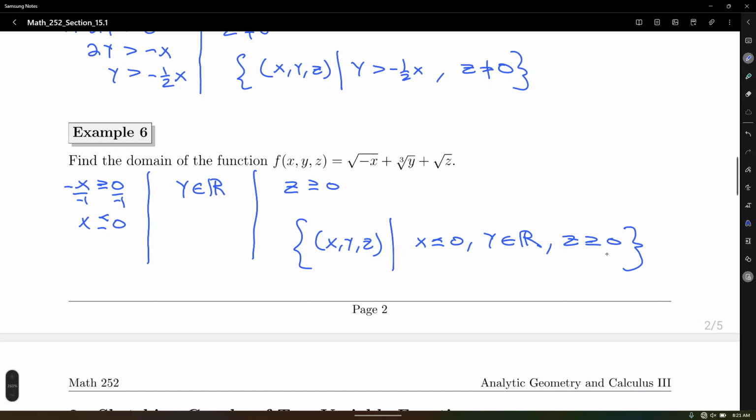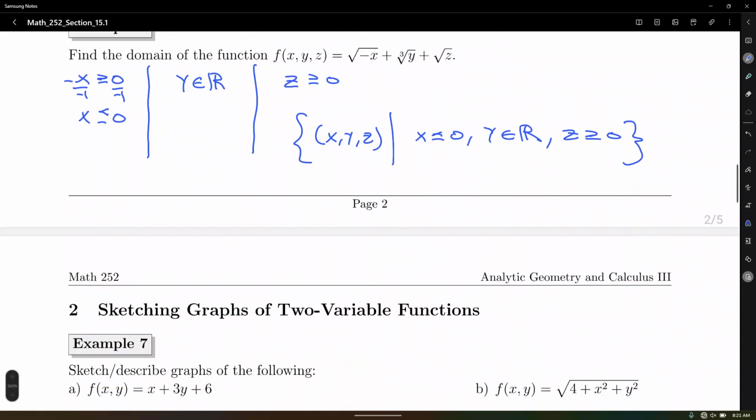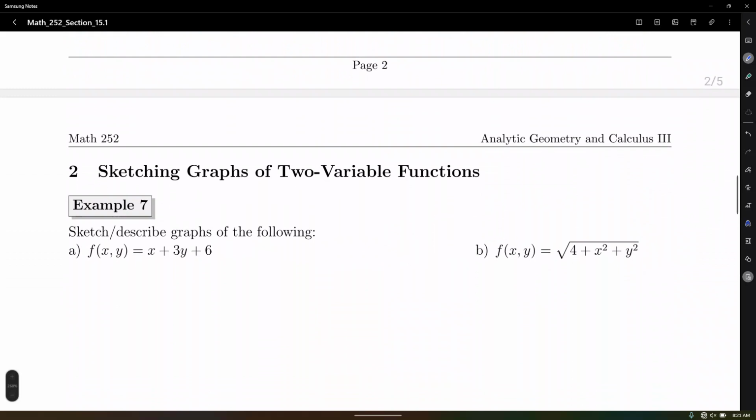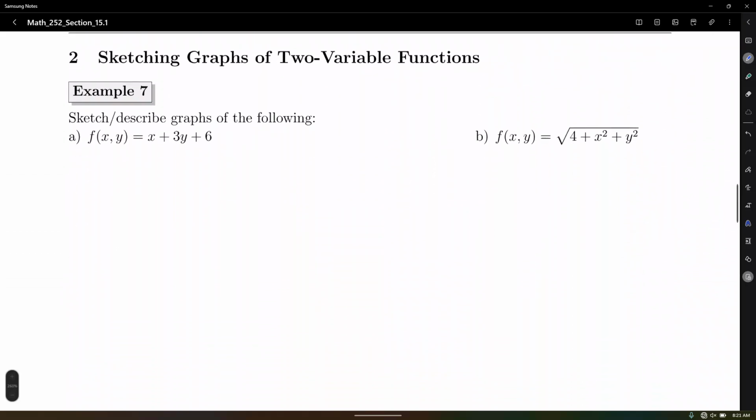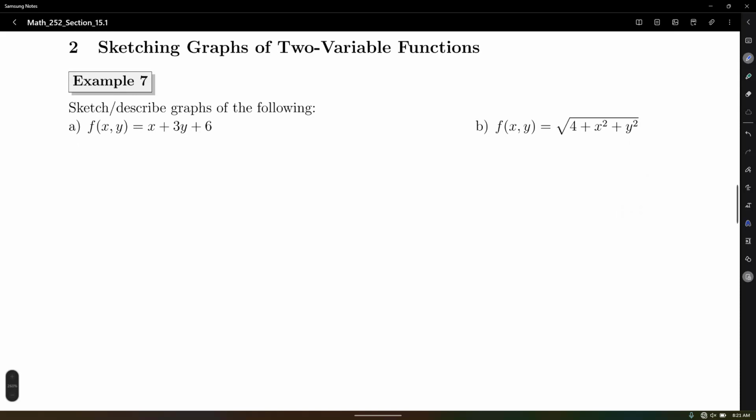And well, this is indicating where and how we are going to look at this solid. All right, let's sketch the graph of the two-variable functions. So, okay, the first one, f of x, y equals x plus 3y plus 6. Well, all we need to do is replace our f of x, y with a z. So z equals x plus 3y plus 6.